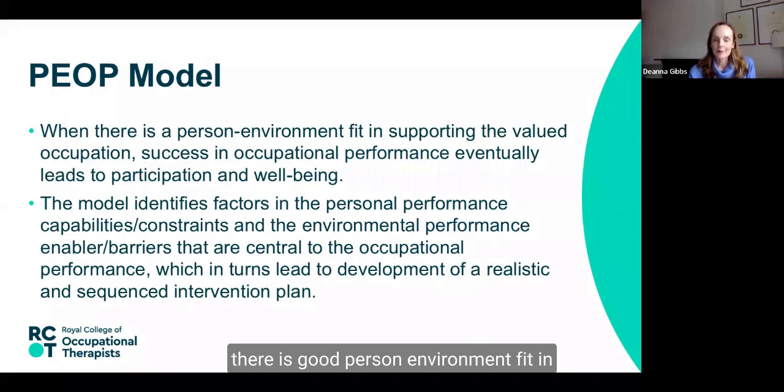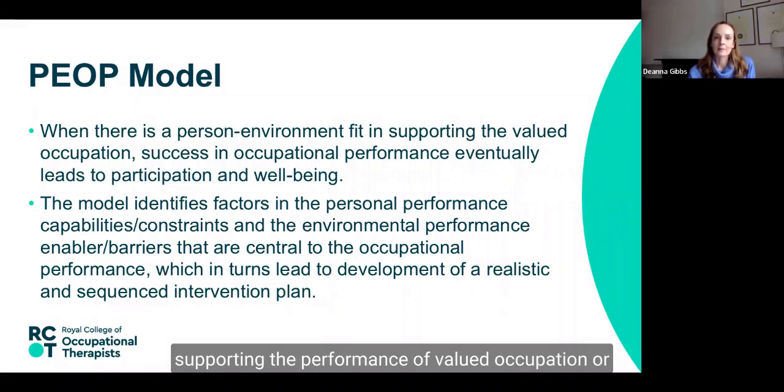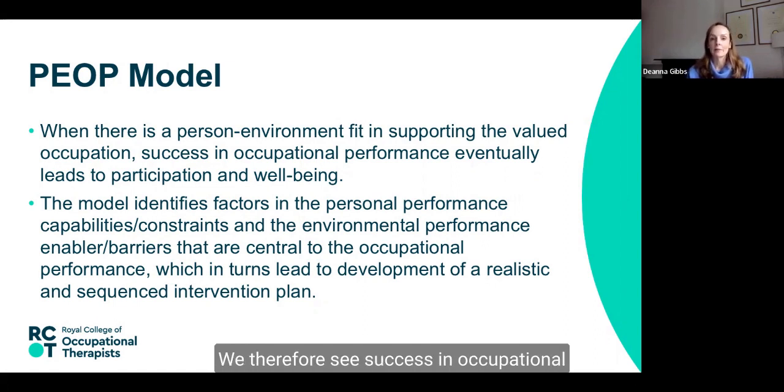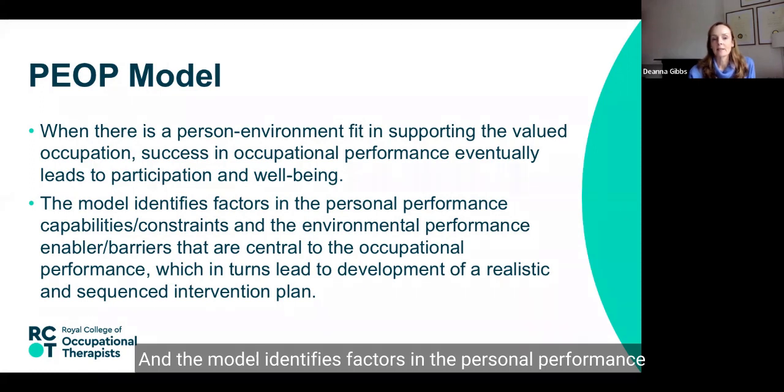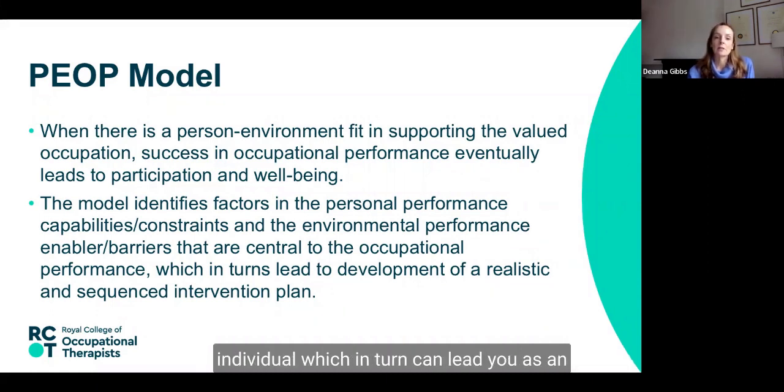When there is good person-environment fit in supporting the performance of valued occupation or participation in valued occupation, we therefore see success in occupational performance, which will eventually lead to promotion of participation and well-being. And the model identifies factors in the personal performance capabilities or constraints and what are the enablers and barriers in the environmental context, which are central to the occupational performance, which is the goal of the individual, which in turn can lead you as an OT to develop with that person a realistic and sequenced intervention plan.